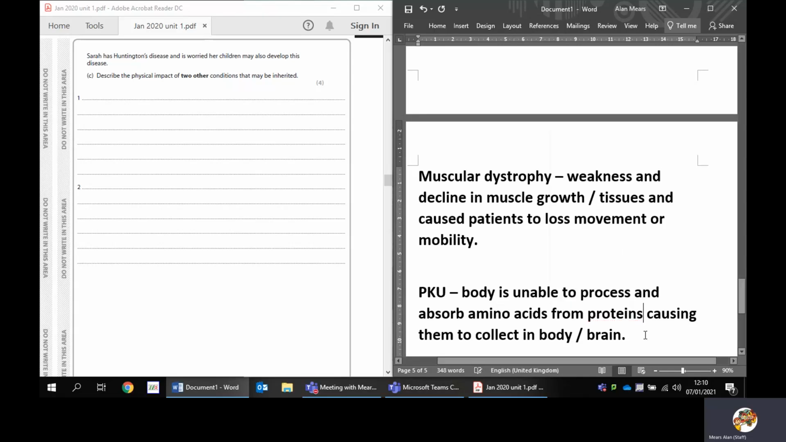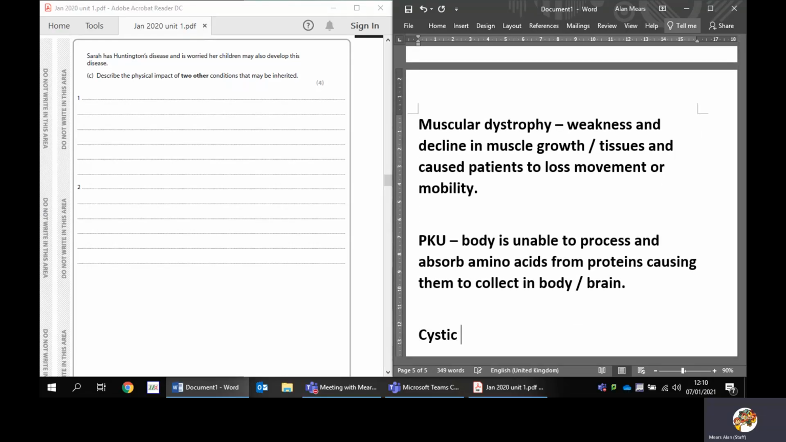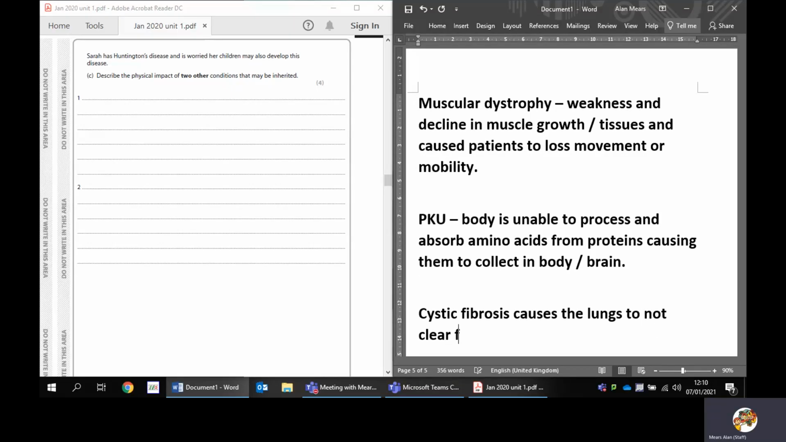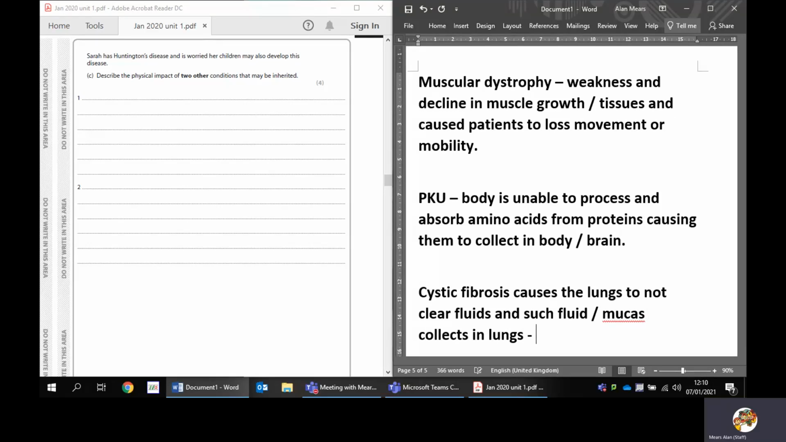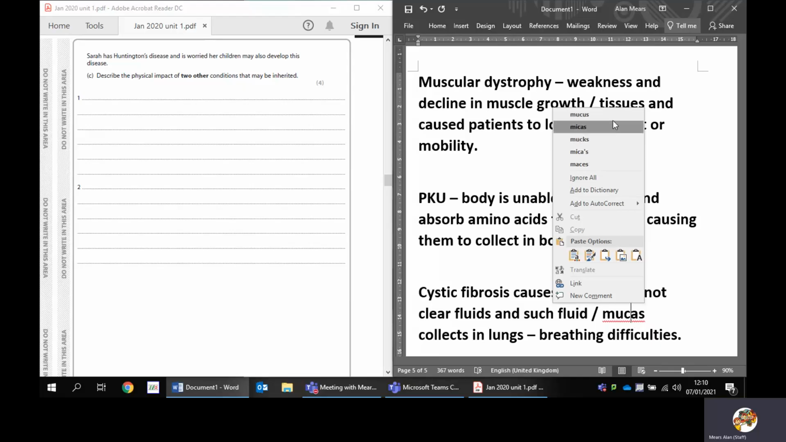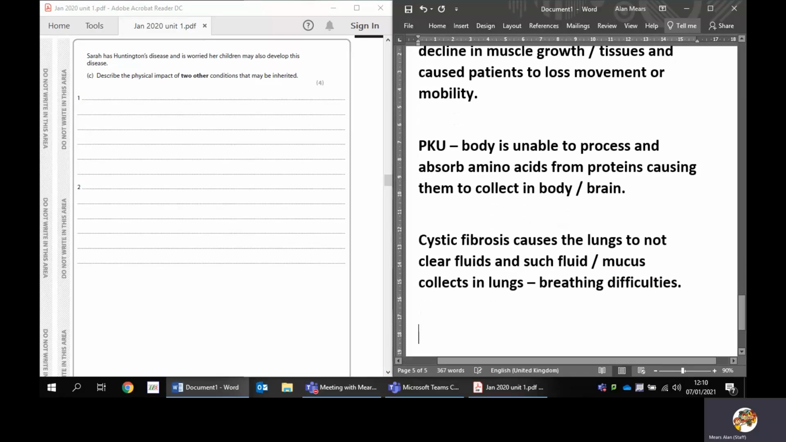Other conditions that we could talk about: cystic fibrosis. It causes the lungs to not clear fluids, and as such fluid or mucus collects in the lungs. Obviously this leads to breathing difficulties. So that could be, again, mucus.